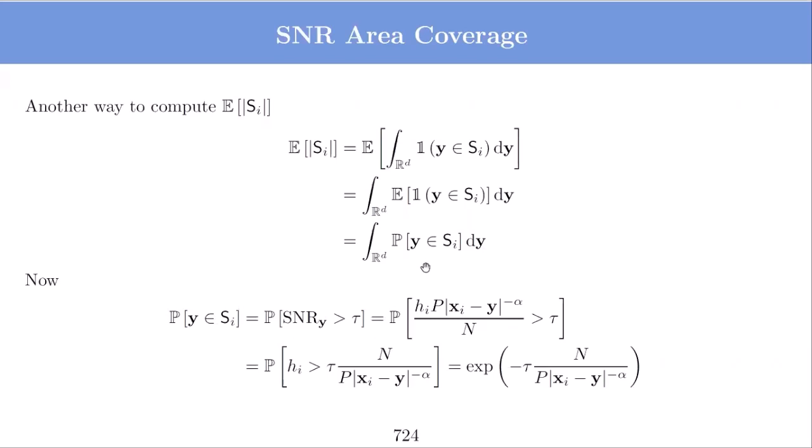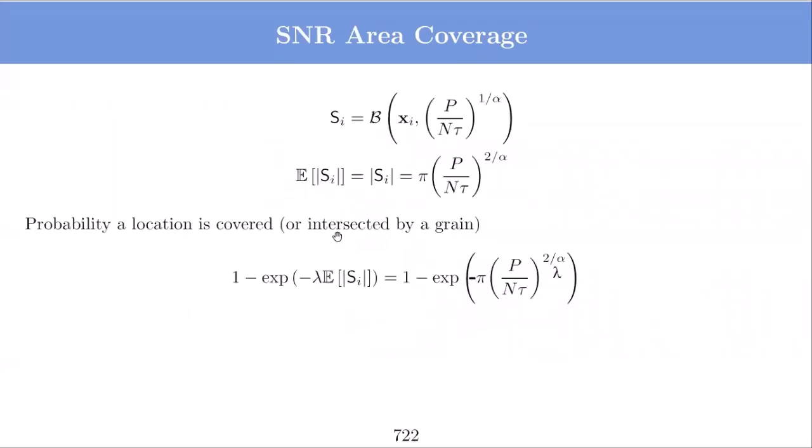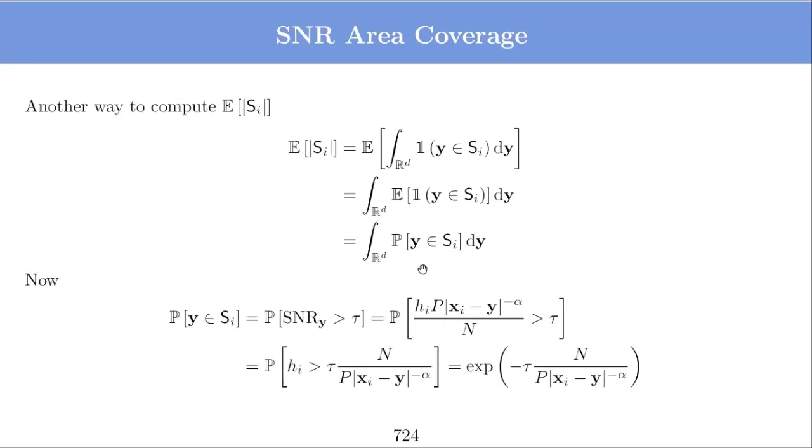So here, this is different from the earlier part. Here we computed that y should be a part of any grain, right? Here we are interested in the probability that y is a part of the ith grain. If I can compute that and integrate it, from that I can also get the expected value of S_i. So what is the probability that y belongs to S_i?